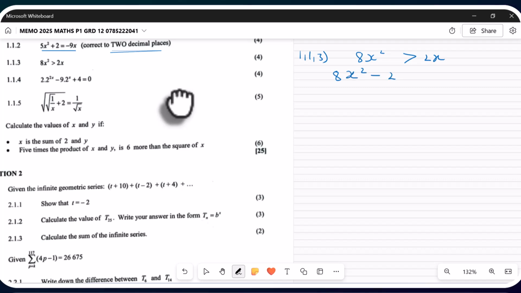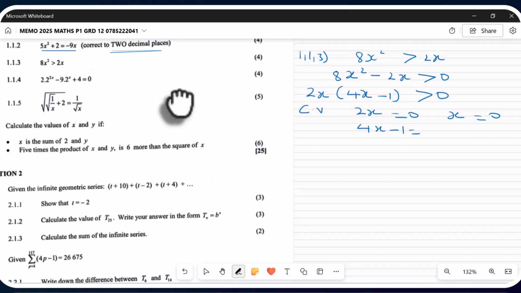Now what's our common factor here? It is 2x, left with 4x minus 1, bigger than 0. Now, whenever we have an inequality, we can first get our critical values. Either 2x equals 0, which gives us x equals 0, or the other bracket, 4x minus 1 equals 0, which gives us another critical value as x equals 1 over 4.